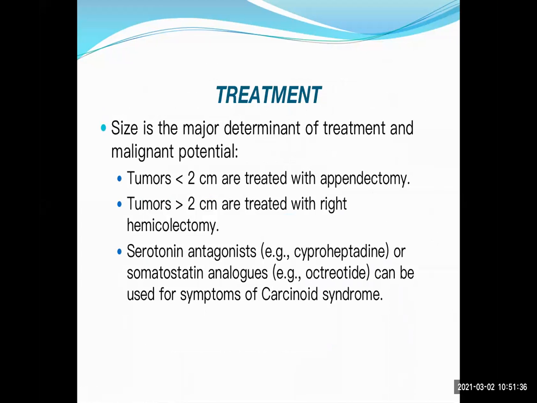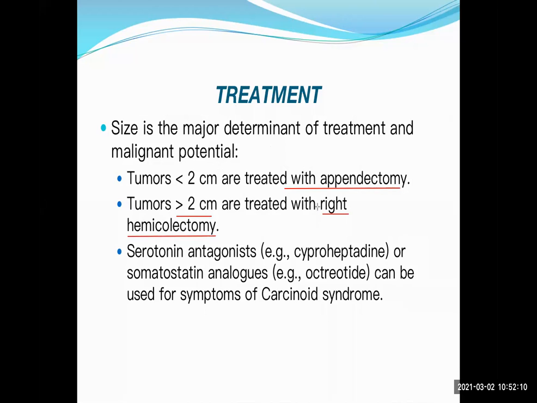Now regarding the treatment of carcinoid, see this, the size is the major determinant of treatment and malignant potential of this carcinoid. If the tumors are less than 2 centimeters, they are treated with only appendectomy. When we remove the appendix, the tumor is also removed. This is the surgical management. Tumors more than 2 centimeters are treated with right hemicolectomy. Now this is a big surgery.